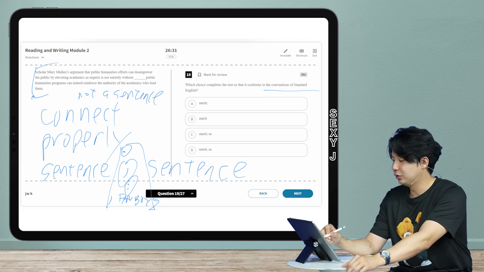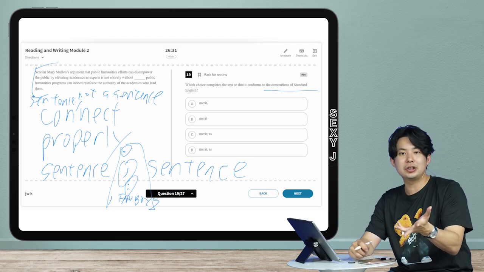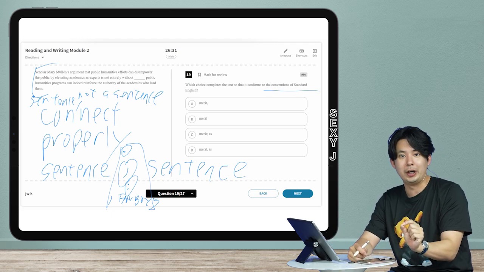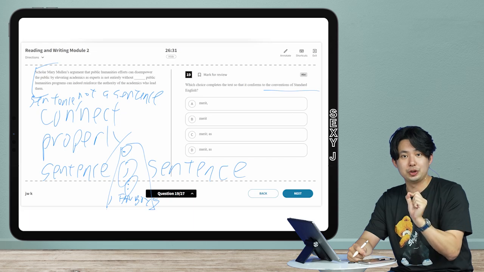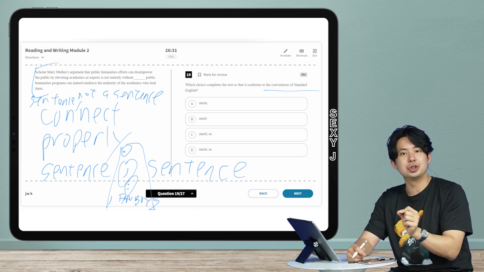And then the other one a sentence. The order doesn't matter. So if I have a sentence and not a sentence, then you can connect it with just a comma. Just a comma. That's the major difference, okay?